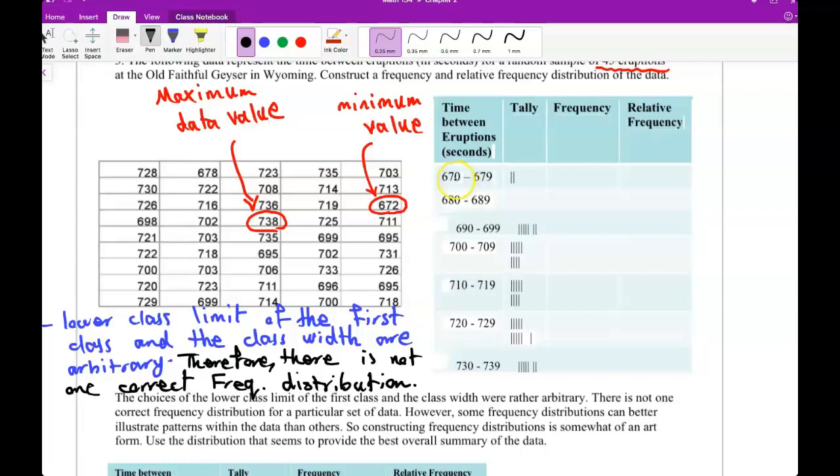What we choose is what the first class lower limit is, and also what we want for the class width. We decided to have a class width equal to 10. That's why the first one on the first column is 670, then after that is 680, 690, 700. So we add 10 each time to build the first column for the lower limit of each class. Here the class width is 10.